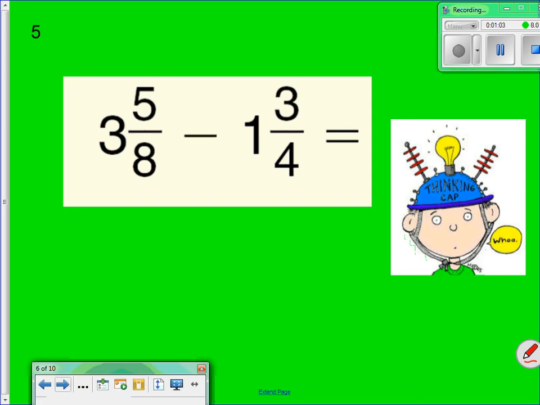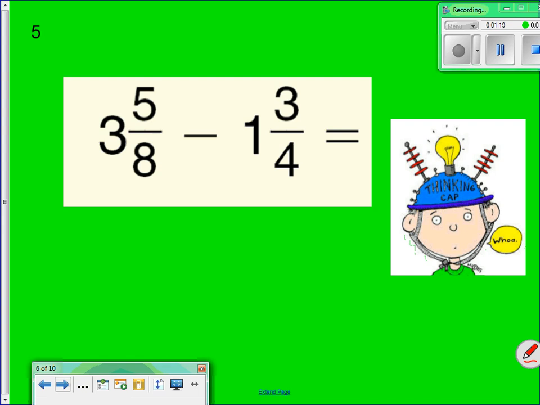Now we're subtracting. Remember the three rules for subtracting. Number on the left larger than the one on the right. Do we have the same common denominator in number 3? Is the numerator on the left larger than the one on the right? So let's go ahead and get started. First of all, 3 and 5/8 is larger than 1 and 3/4, so that's a yes.